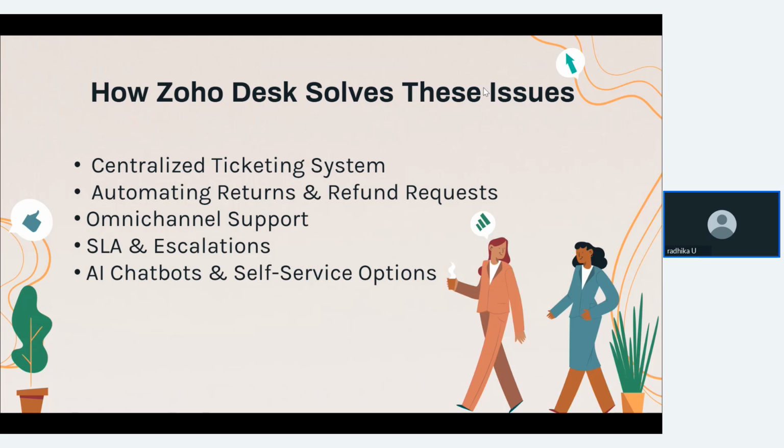The next thing is omni-channel support, which means we provide support across multiple channels. If you only provide support on a single channel like email, you will have a lag. So in Zoho Desk we have omni-channel support and automatic return and refund requests. For example, when we receive a ticket for a refund that is in process, but the customer doesn't know the process of the refund, they will definitely raise a ticket, right?